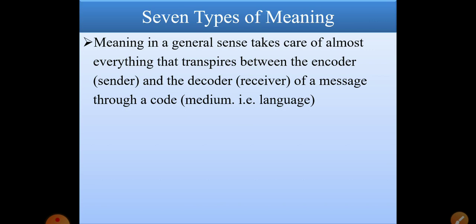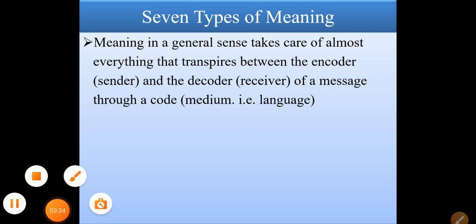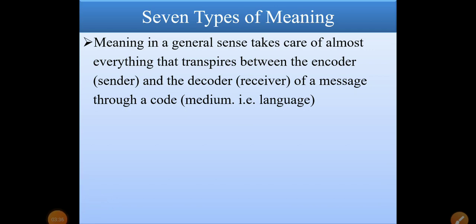Suppose I speak a few sentences in German, you may not understand those sentences. Thus, there should be a common medium between an encoder and a decoder, between senders and receivers. Then and then only communication will be possible. So, the first important thing for communication is we should follow the same code, that is the same language.